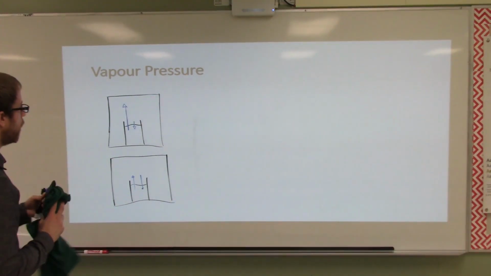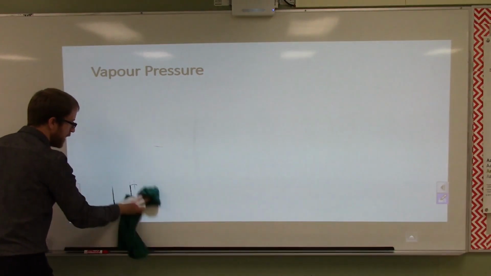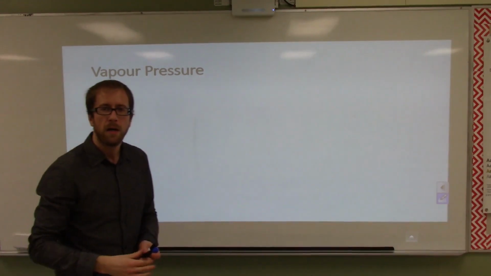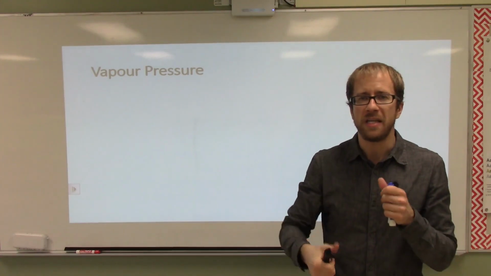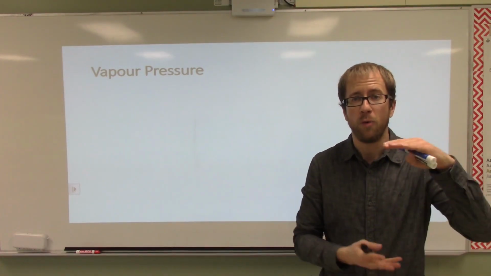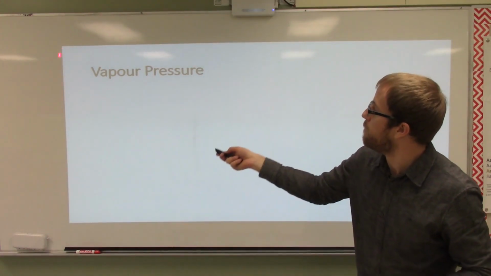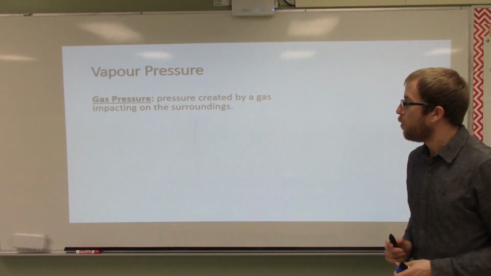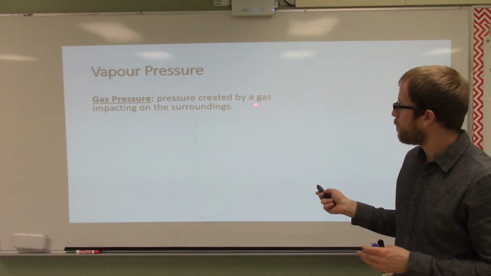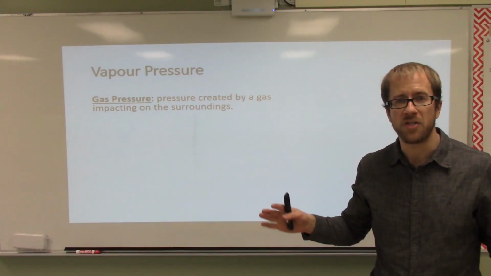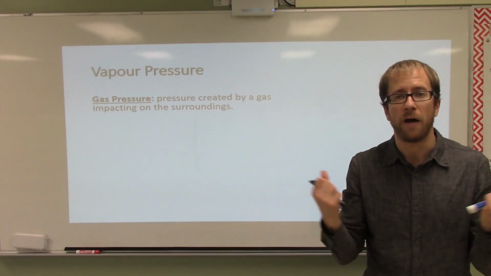Now, why am I telling you all this? Well, that example I gave you, where you have your sealed container and eventually that liquid reaches a dynamic equilibrium within that container, that is how we measure a substance's vapor pressure. Remember, gas pressure is the pressure created by a gas impacting on the surroundings. So in this case, it's going to be the pressure exerted on the walls of your container.